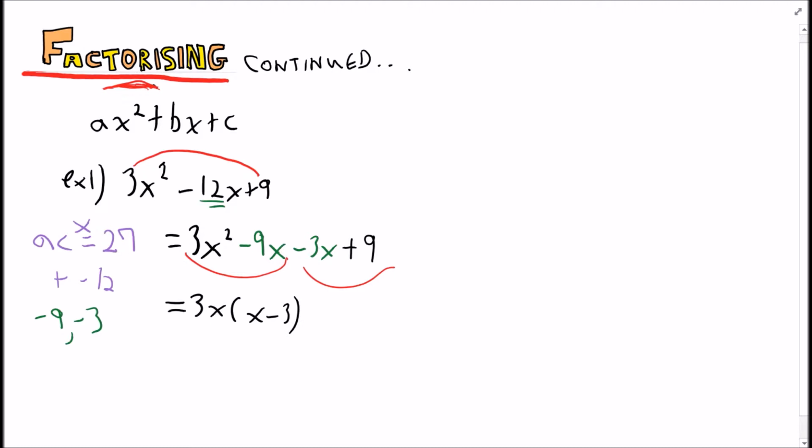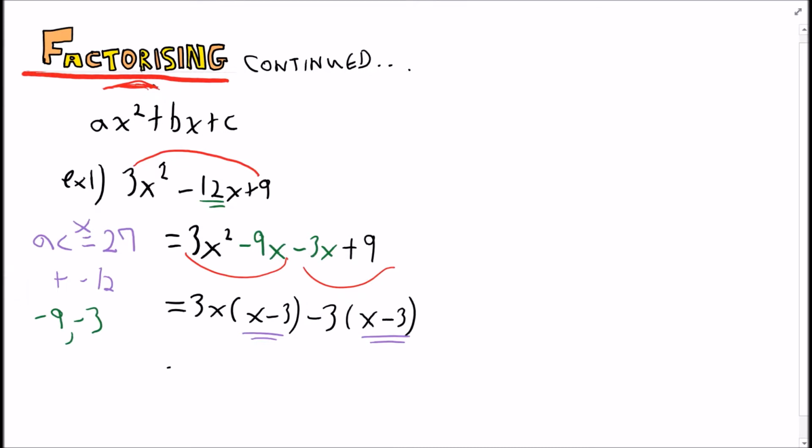Now if I look at the second group there, negative 3x plus 9, the common thing that I can factorize out is a 3. But we're going to actually factorize out the negative 3 because it's negative out front. X will be inside, and then 9 divided by negative 3 is negative 3. Now you'll notice that we've got two things in the bracket that are exactly the same. And if we've done this correctly, that will always happen.